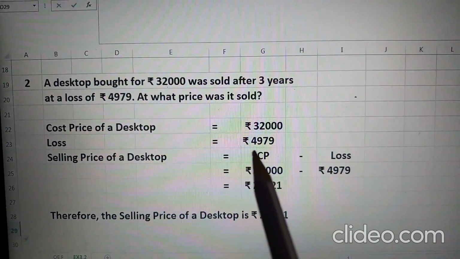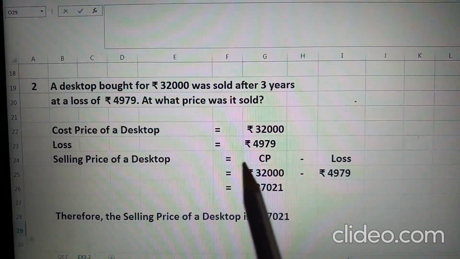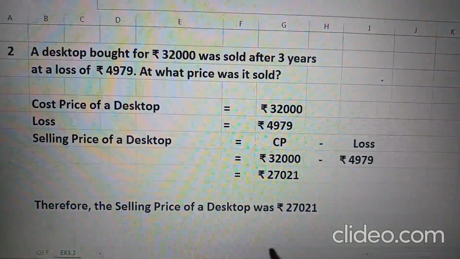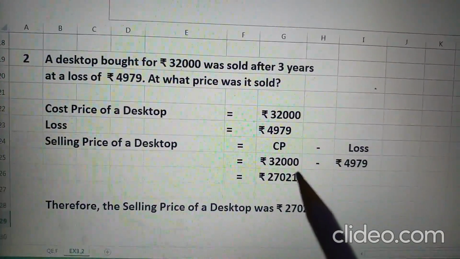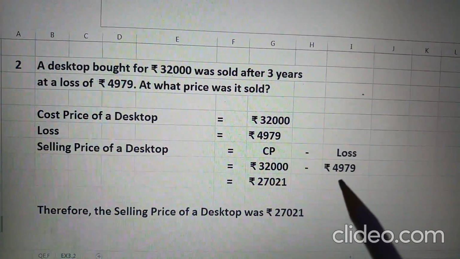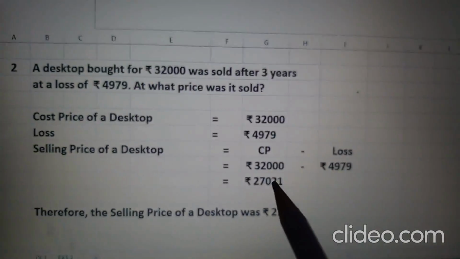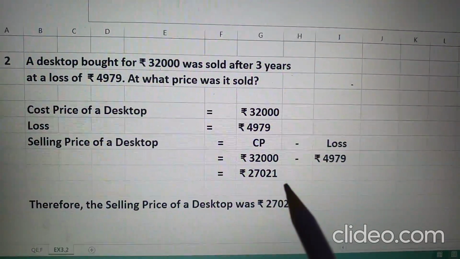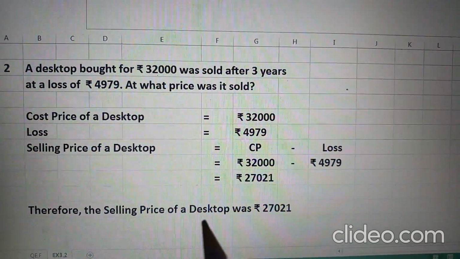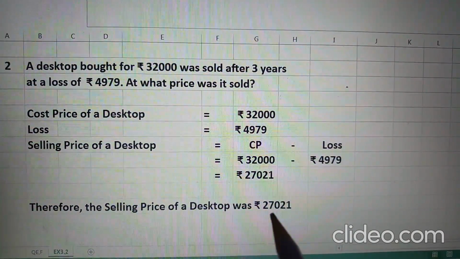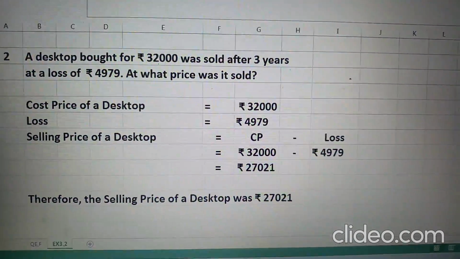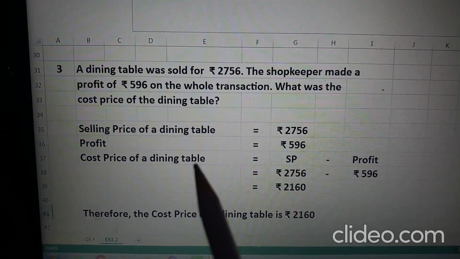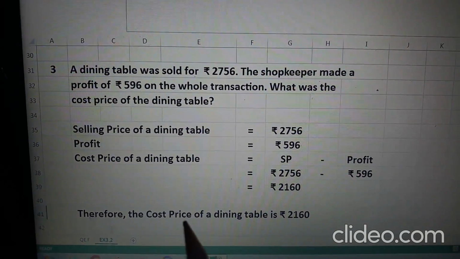So how to do? Cost price of a desktop is rupees 32,000. Loss is 4979 rupees. So the selling price will be CP minus loss. So the cost price is rupees 32,000. Loss is rupees 4979. When we subtract these two, we get 27,021. Therefore, the selling price of the desktop was 27,021.